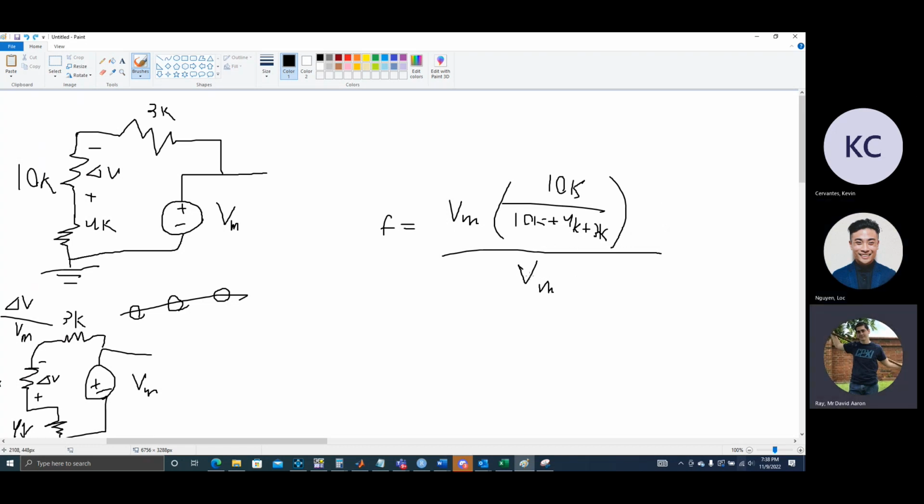So then from here, we notice that the Vm's cancel out, and then we can just figure out what the fraction's value is. So that's going to be 10 over 10 plus 4 plus 3, and that's going to be 10 over 17, and that's going to get you 0.5882.